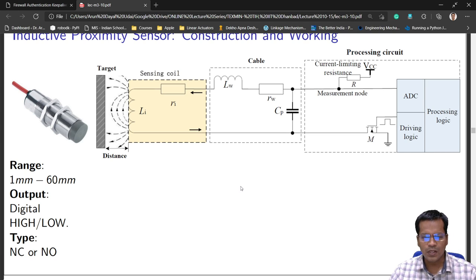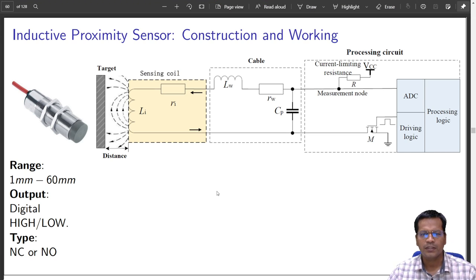So this is one very broad type of sensor which is shown here, known as the inductive proximity sensor. The construction and the working is something like this. Let us say you have a resistance which is shown here, and this is inductance. It can be externally attached inductance, or part of the circuit itself giving you some inductance value. Again you have a capacitance in series, and this makes a closed loop.